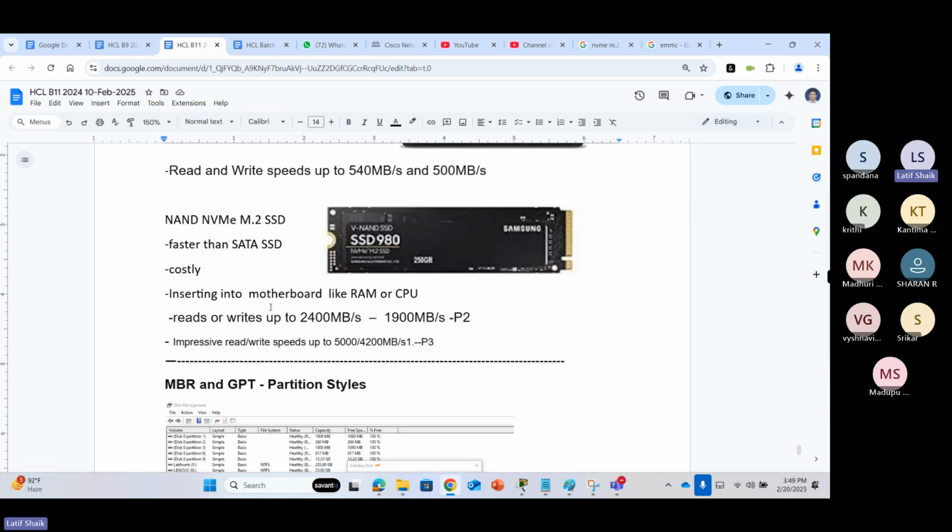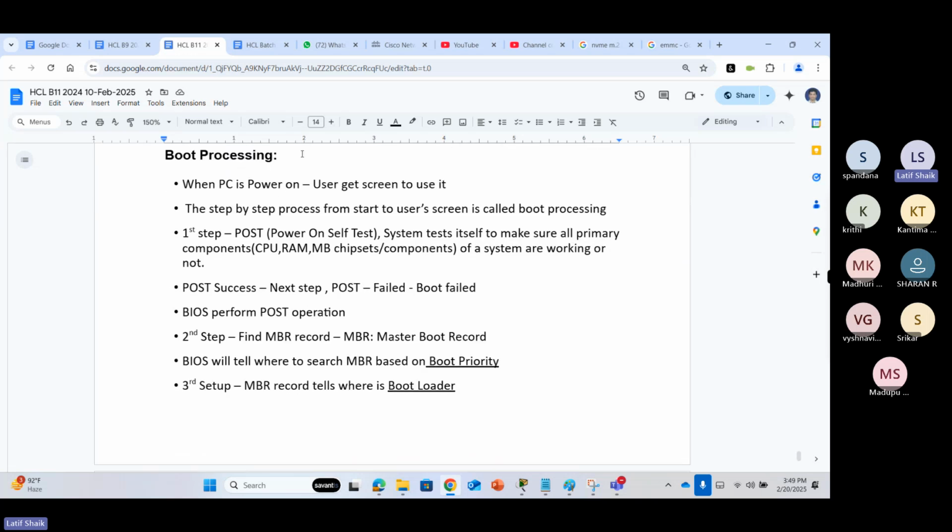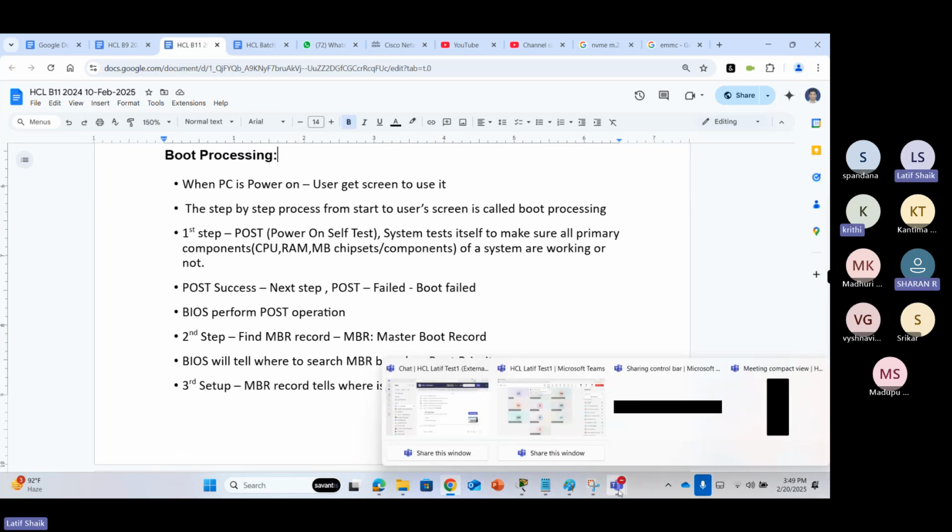Okay, let's take a break and we'll see boot processing after this. Boot processing, that is also very important, a very frequently asked question.